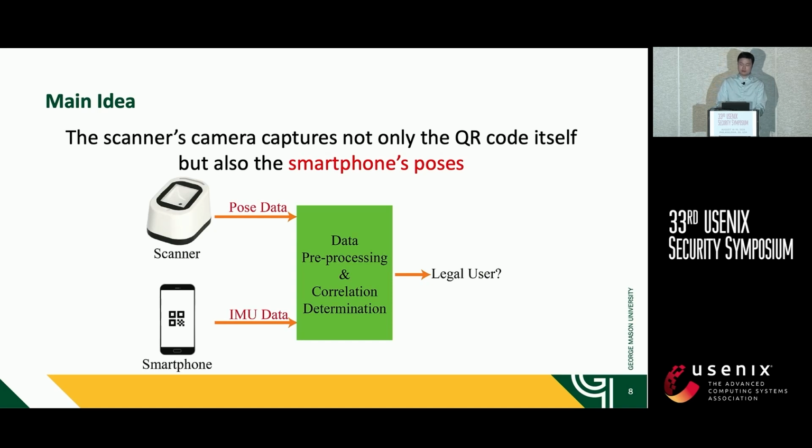In our system, the poses sensed by the built-in sensors of the account owner's smartphone serve as the ground truth. By examining whether the scanner-estimated poses match this ground truth, our work determines whether the payment should be authorized. Note that the payment code encodes the account information, so we know which account's poses to compare with.